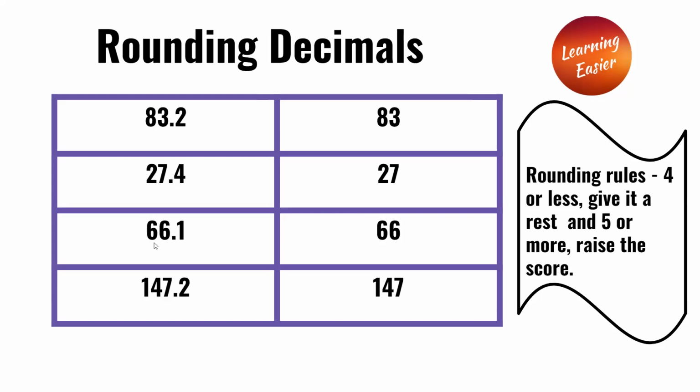Then we have to round 66.1, which is rounded to 66. And lastly, we have to round 147.2. Since the 2 is 4 or less, we give it a rest and make it 147.